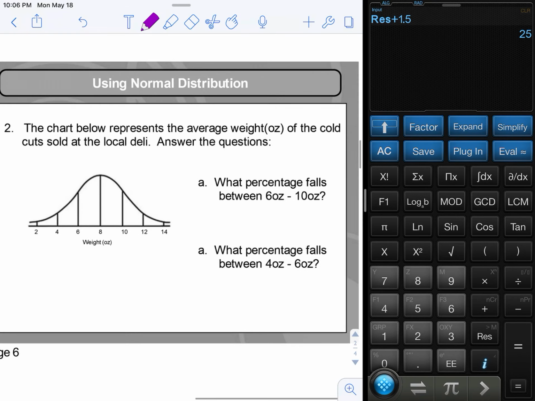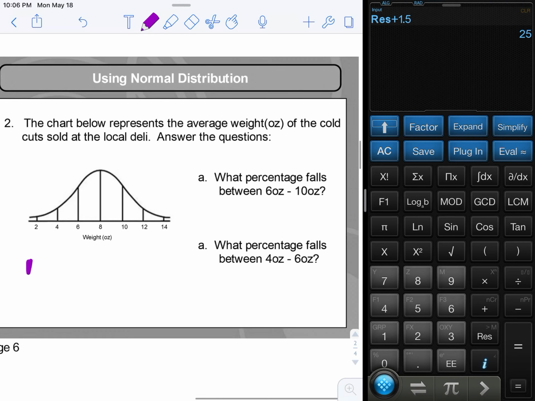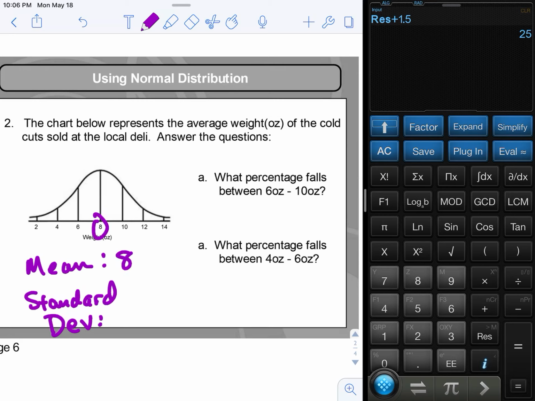Now here they give you the chart and they're going to ask you questions on it, right? So let's answer two questions first. What's the mean and what's the standard deviation? Now, again, what does that word mean? It means how much is each jump. So the mean is the middle, so that's 8. And then how much is each jump? From 8 to 10 is 2, and they're all 2. 10 to 12, 12 to 14, etc.